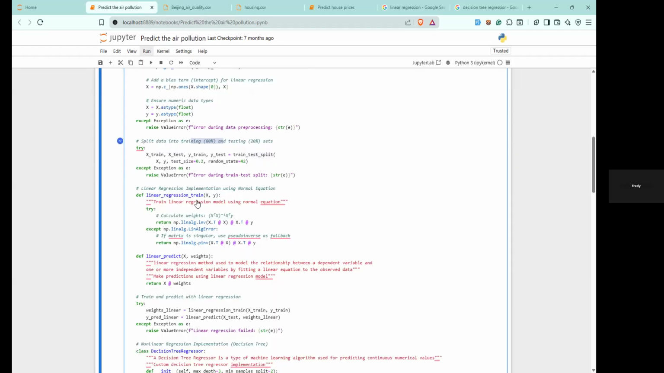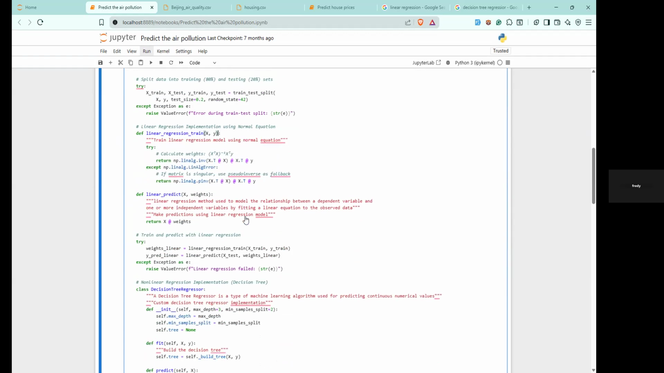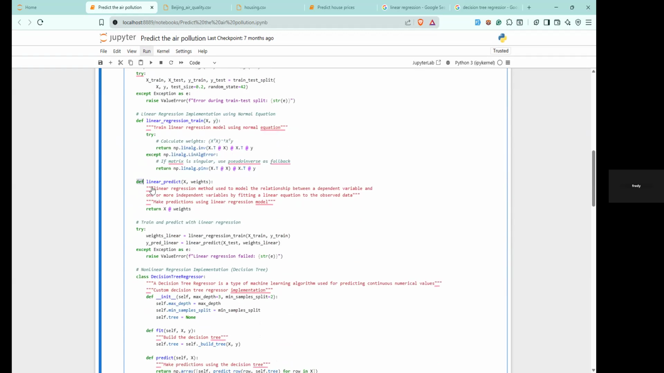will be used in the training. And then the testing set won't be introduced to the model until we want to test it. So basically, this is the function for linear regression training. That's why the method is named training. So we'll be passing the X and Y. And then later on, we have a method for linear predict.